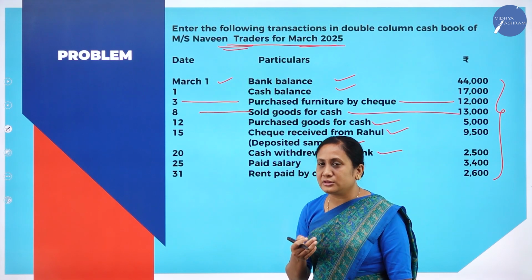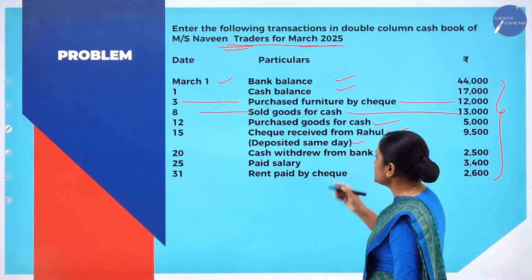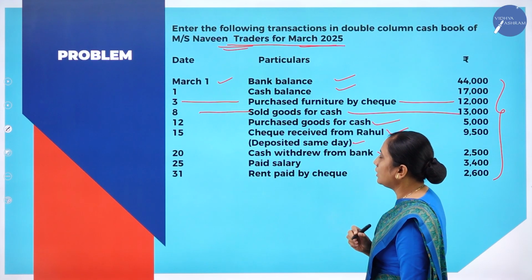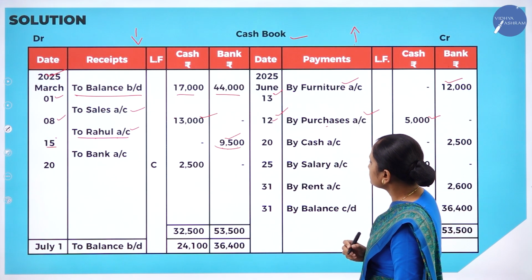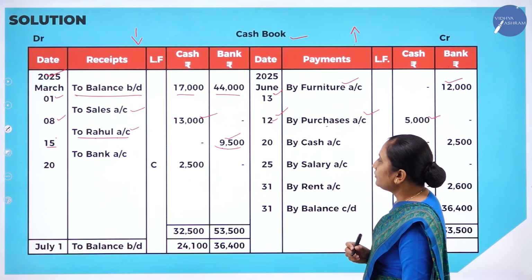That means they are withdrawing, they are taking money from the bank. So this is a contra entry. I will tell you how. See here, what is the date of transaction? 20, right? Correct. 20 here.